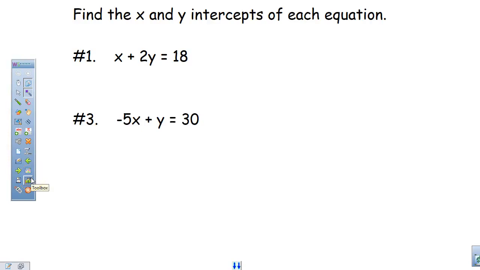So we're still working on our 6-4 note, and you guys can pause the video for virtual learners, find the x and y intercepts for 1 and 3, and then press play to hear me go over it.